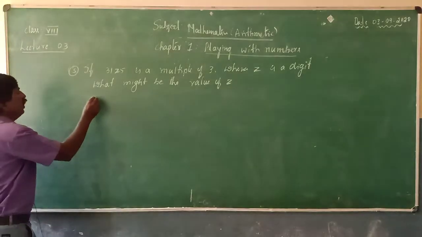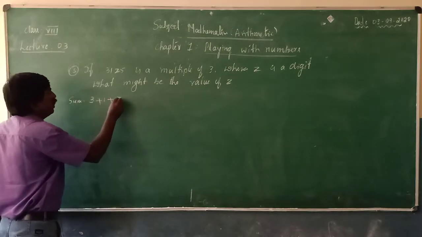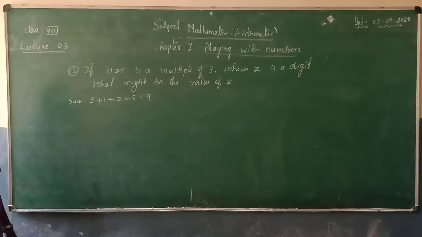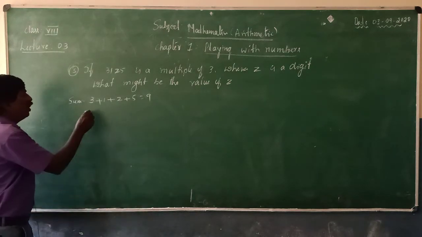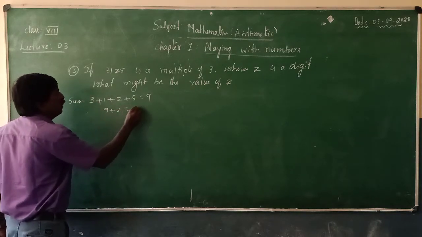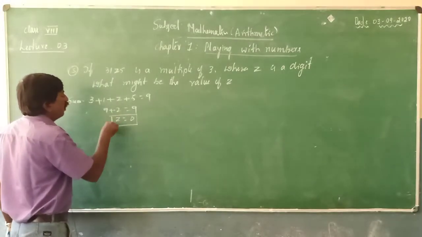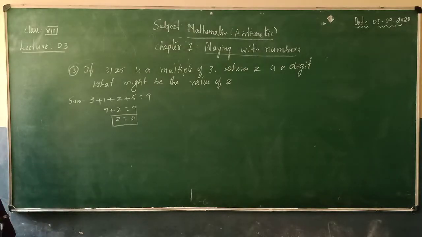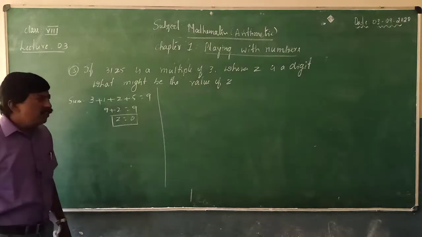So remember, 3 plus 1 you can find this sum. 3 plus 1 plus z plus 5, which is divisible by 3, because 0, 3, 6 are the factors. So now 3 plus 1 is 4, 4 plus 5 is 9, 9 plus z is equal to 9. So z is equal to 9 minus 9, we got 0. Now if z is 0, you can verify.